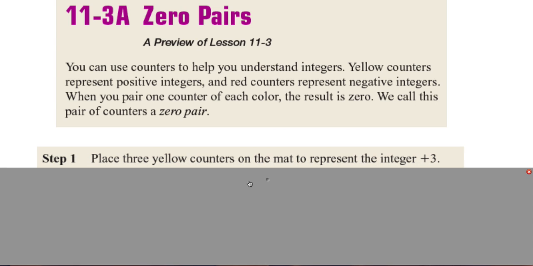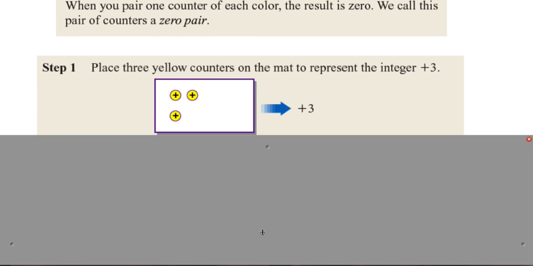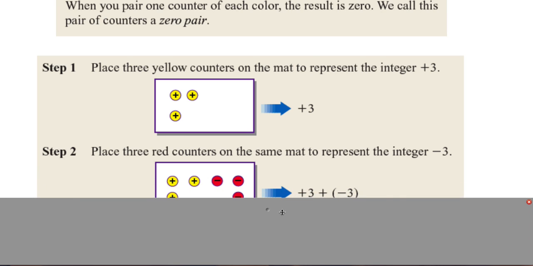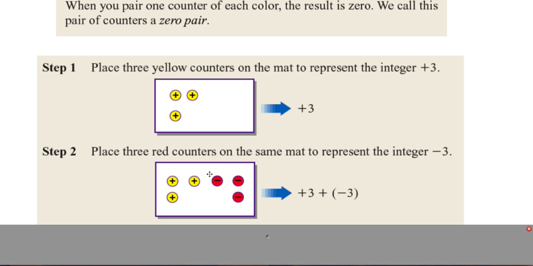First, place 3 yellow counters on the mat to represent a positive 3. Something like this. That represents a positive 3 integer. Step number 2, to create a zero pair, place 3 red counters on the same mat to represent negative 3. So in that integer mat, we now have a positive 3 plus a negative 3. We have 3 positive counters, represented by yellow, and we're adding 3 negative counters, represented by red. So this expression is positive 3 plus negative 3.